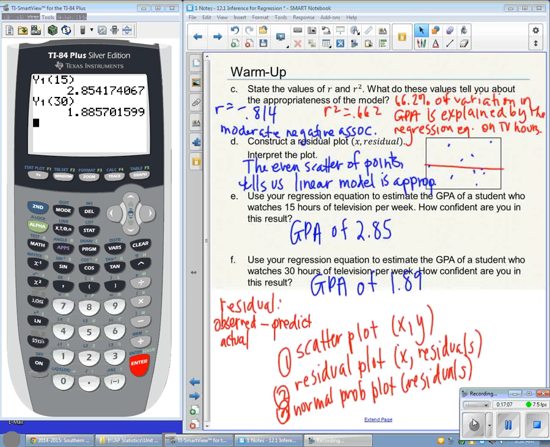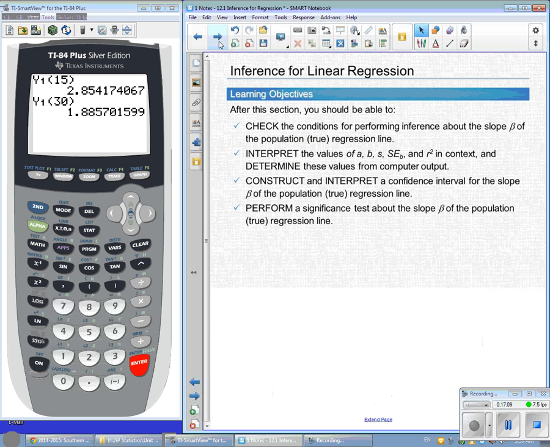Okay. So we're going to start talking about inference for regression. We're only going to be looking at inference for the slope of a linear regression equation. There are other types of inference for regression procedures, but we're only going to be looking at slope. And we're looking at the rate of change between two quantitative variables. So we're going to be looking at confidence intervals for slope as well as tests of significance for slope to see if there's an association between quantitative variables. So those are our objectives for today.